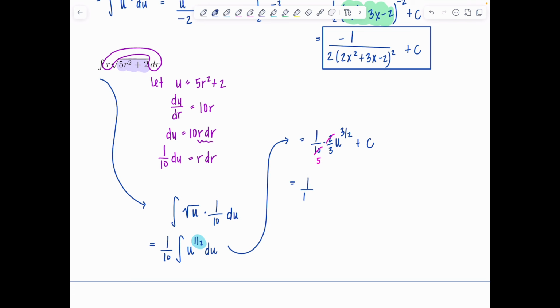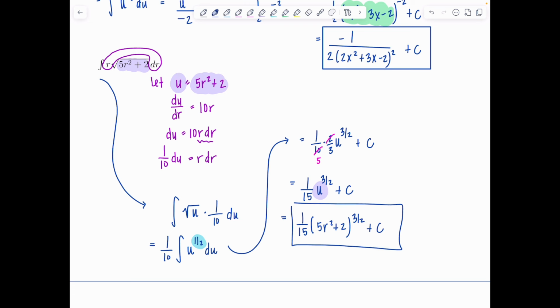Should I box this? Are we done? No, no, no. You got to give back the original variable of the problem. Yeah. So remember, u is 5r squared plus 2. So replace that u with 5r squared plus 2. So your final answer should be 1/15 times 5r squared plus 2 to the 3/2 plus c. Boom. How was that one?